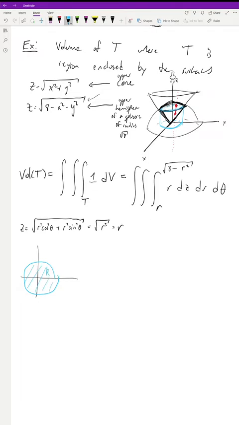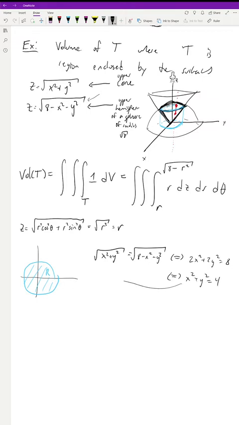Okay, so let's realize what that intersection is by just solving these two equations simultaneously. So root x squared plus y squared is supposed to equal root 8 minus x squared minus y squared. And that's the same thing, squaring both sides, as giving me 2x squared plus 2y squared equals 8, which is the same thing as x squared plus y squared equals 4, right? So I skipped a few steps, but I see that the equation of this curve right here is x squared plus y squared equals 4, which is a circle of radius 2.